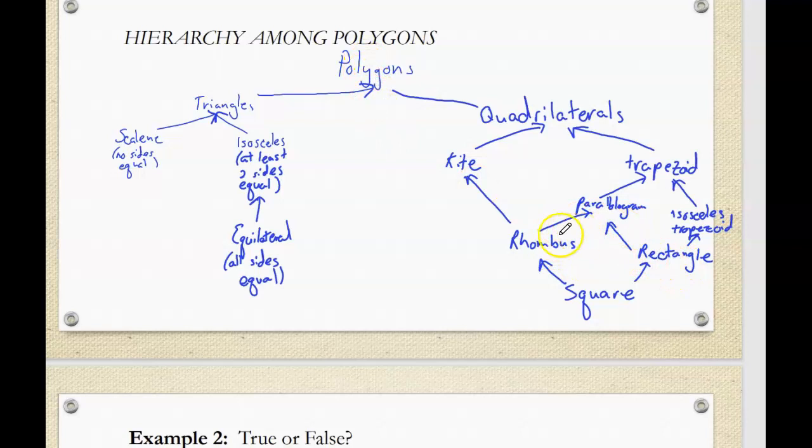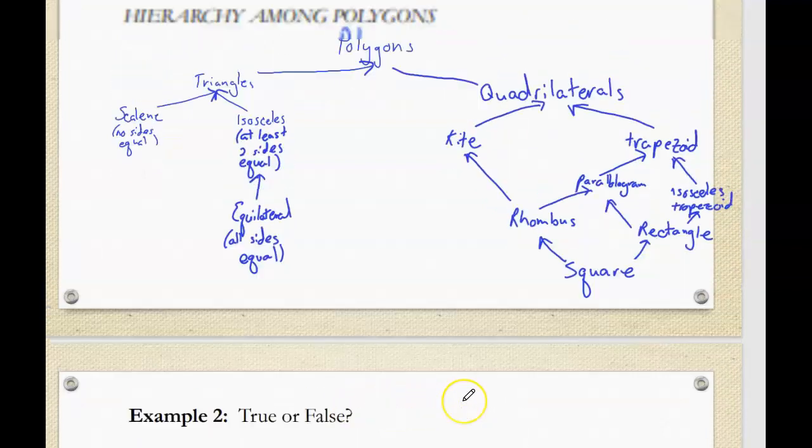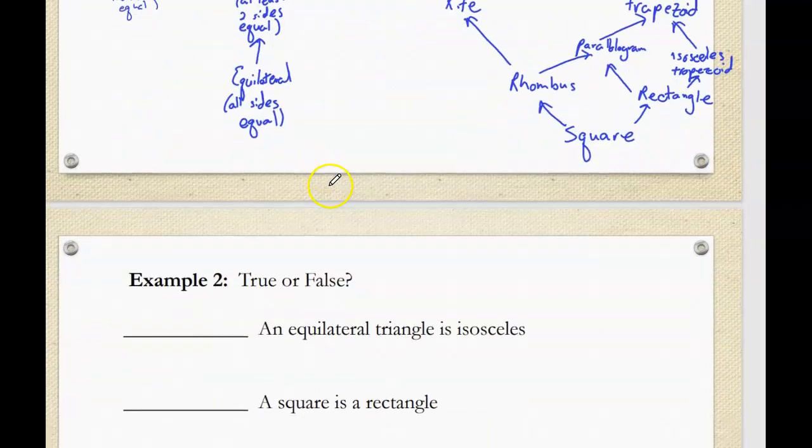If you are in the hierarchy, you are not the items below. You can only be the items above. Okay? So let's look at some true-false statements and see if we can answer these. An equilateral triangle is an isosceles triangle. So since the equilateral triangle is underneath isosceles triangle, that is true.